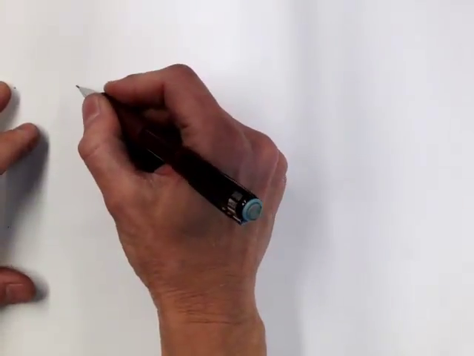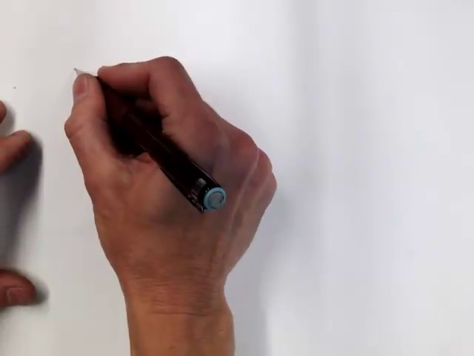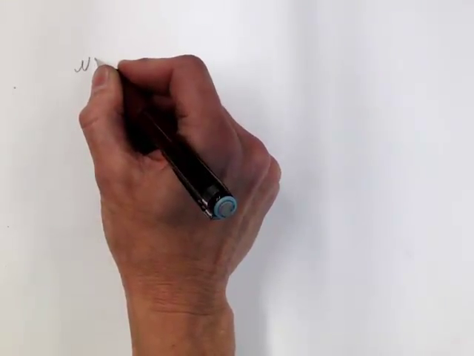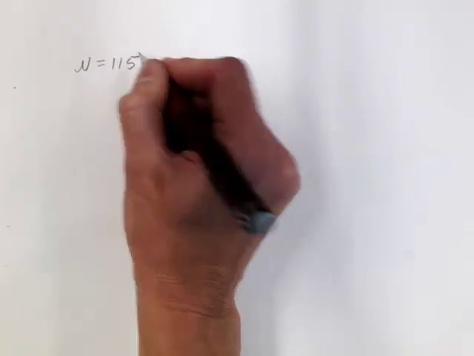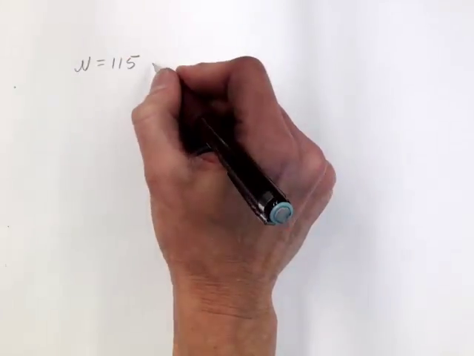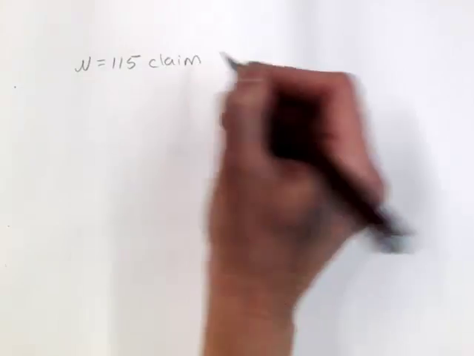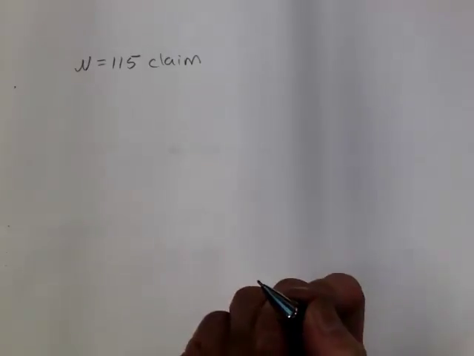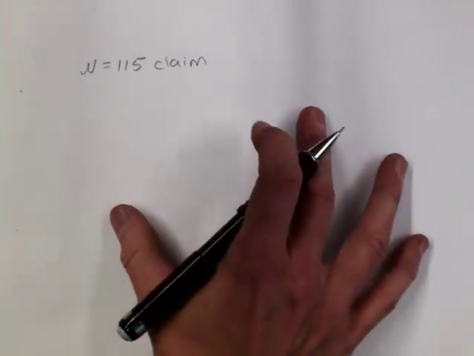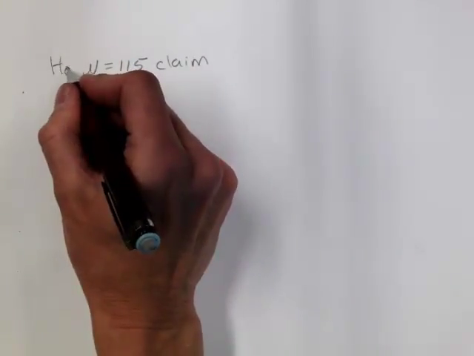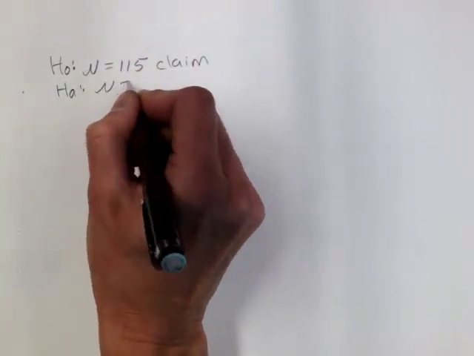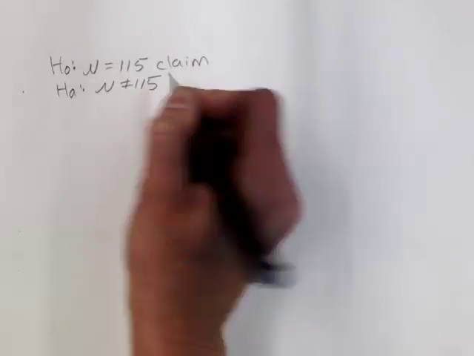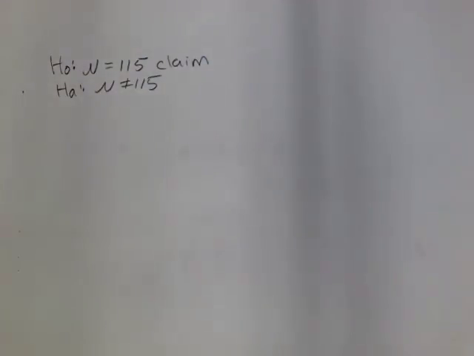Okay, so that's going to be mu is equal to 115. Okay, so this is the claim. So will this be the null or the alternative? It's going to be the null. So this forces the alternative to be not equal to 115. Okay, so this is a two-tailed test.